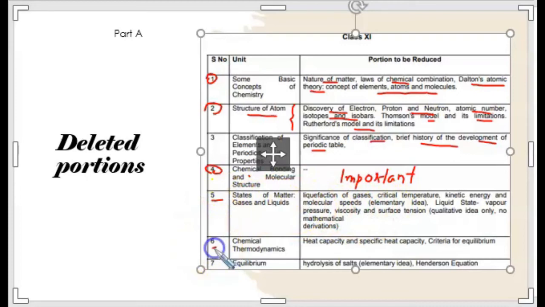And from the sixth chapter, chemical thermodynamics, heat capacity, specific heat capacity and criteria of equilibrium got reduced. And from the seventh chapter, equilibrium, hydrolysis of salts, elementary idea and the Henderson equation. This is part A of your textbook, that is part 1 of your textbook.